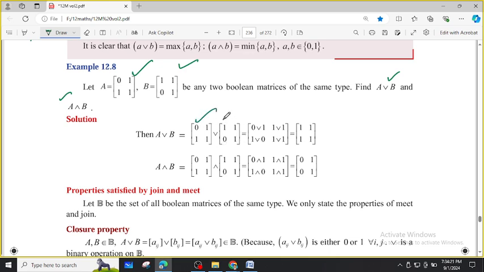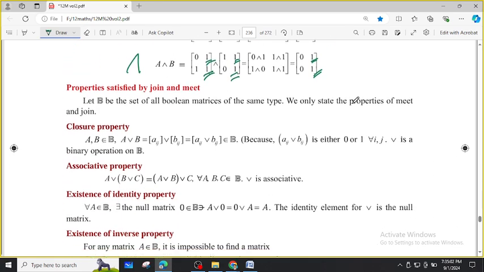Now 0, 1. So this is the join matrix. If either one is 1, we can take 1. So here also 1, 1. Like that we can get everything as 1. For meet, both should be 1. Here both are 1, so the answer is 1. Here also both are 1, so the answer is 1. If both are 1, the result is also 1, that is the meet matrix. Join means if both are 0 then 0. Nothing has both 0 here, so nothing is 0 here. Like that, the join matrix and meet matrix can be found from the Boolean matrices.